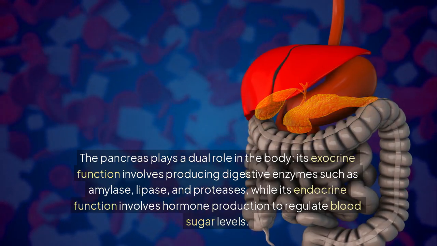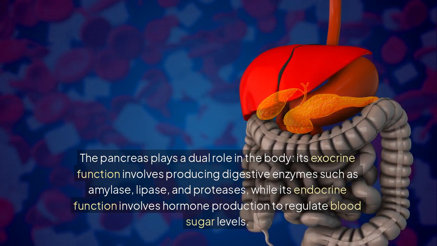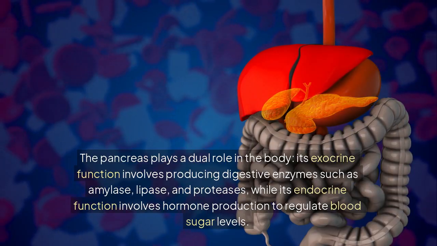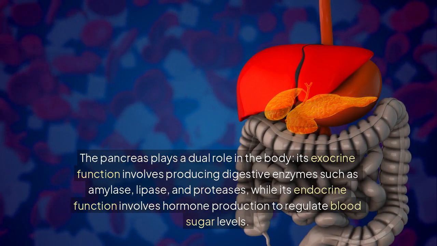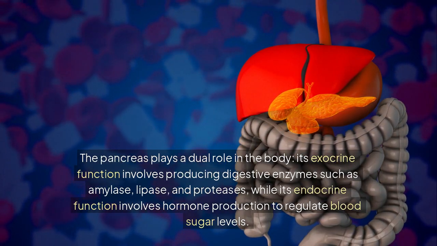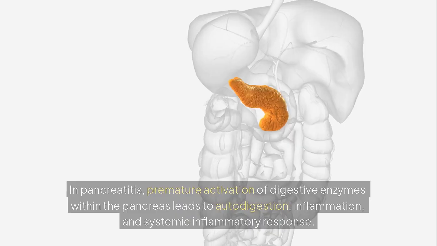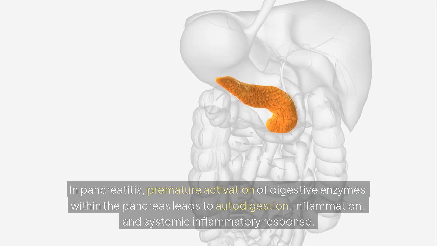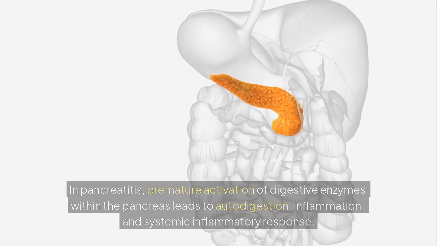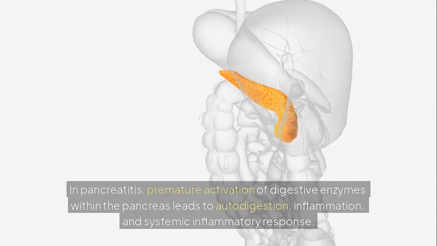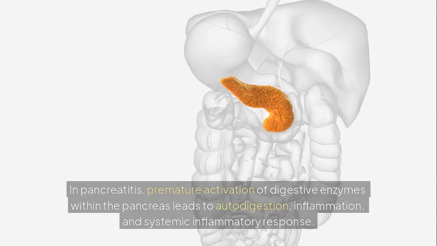The pancreas plays a dual role in the body. Its exocrine function involves producing digestive enzymes such as amylase, lipase, and proteases, while its endocrine function involves hormone production to regulate blood sugar levels. In pancreatitis, premature activation of digestive enzymes within the pancreas leads to autodigestion, inflammation, and systemic inflammatory response.